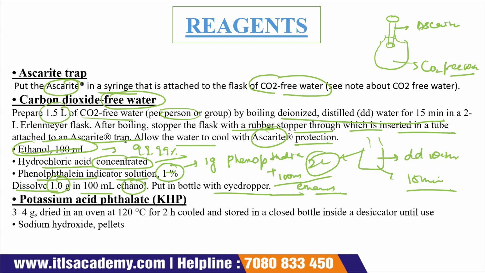Now the next one is potassium hydrogen phthalate, that is KHP. For this we require 3 to 4 grams, dried in an oven at 120 degrees Celsius for 2 hours. After it cools down, we store it in a closed bottle and place it in a desiccator until use. And the last reagent that we require is sodium hydroxide pellets. So these are the reagents that we require in our experiment.